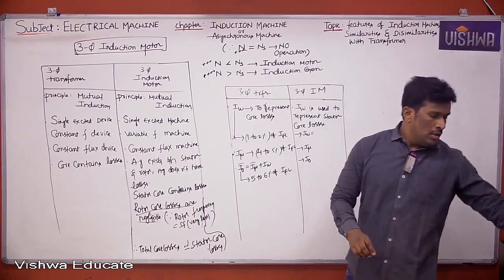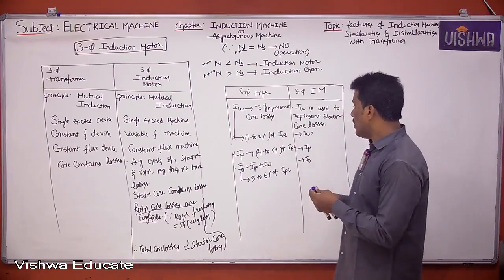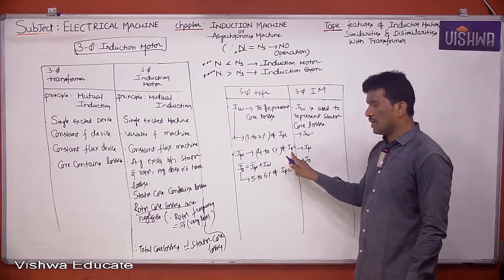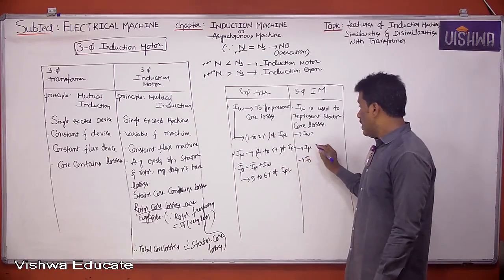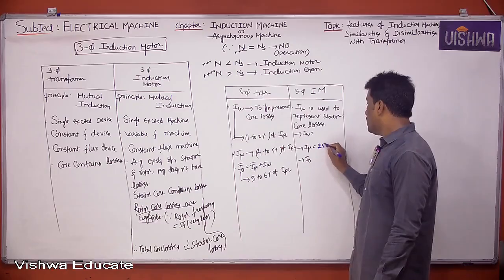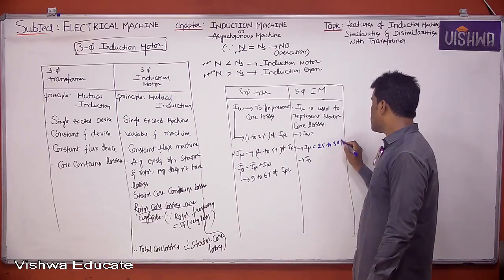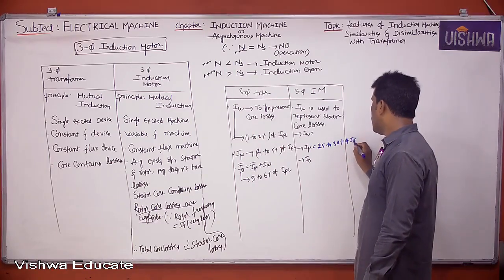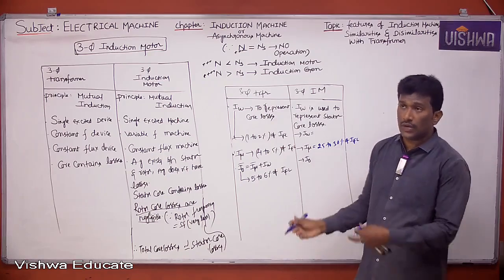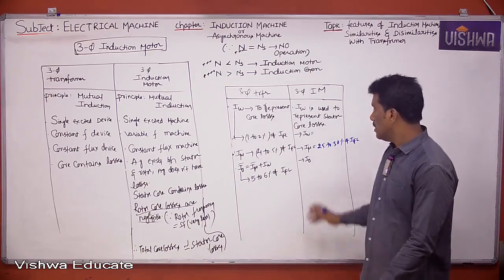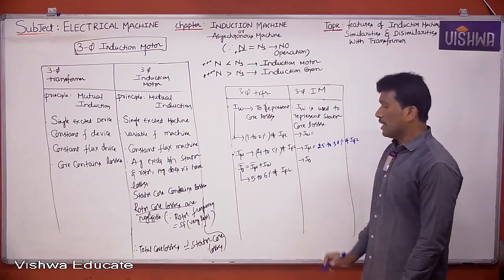Okay, so I mu I told you here is 4 to 5% of full load current. Here in the induction motor, I mu is equal to 25 to 30% of full load current. I'll tell you the reason also why the requirement of I mu is more here. 25 to 30% of full load current.